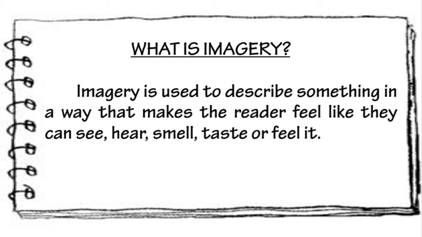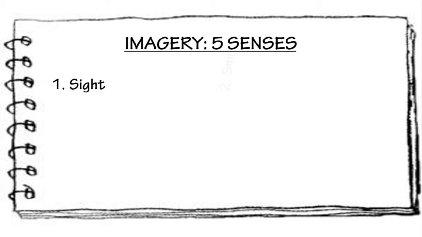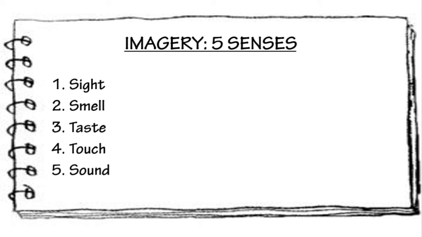So, what is imagery? Imagery is used to describe something in a way that makes the reader feel like they can see, hear, smell, taste, or feel it. In short, imagery is the use of words that appeal to the senses in order to create a picture in the reader's mind. Of course, we already know these five senses. We have the sight, the smell, the taste, the touch, and the sound. Let's read an example of a poem and determine if some of these senses were used.